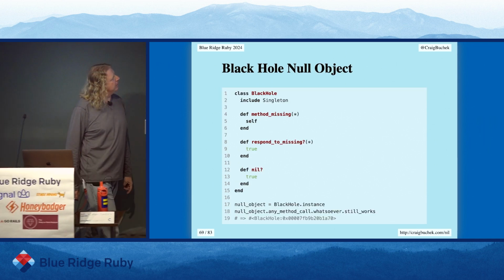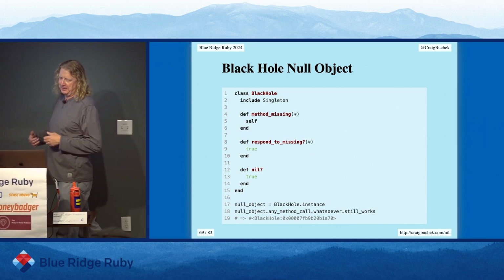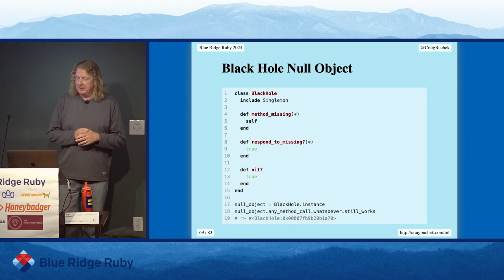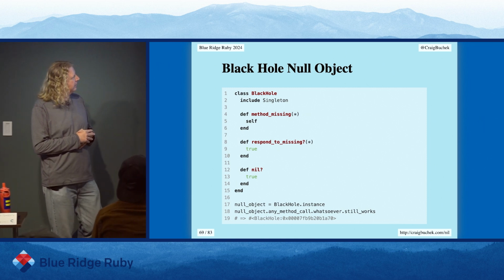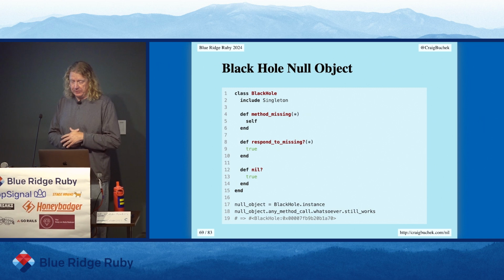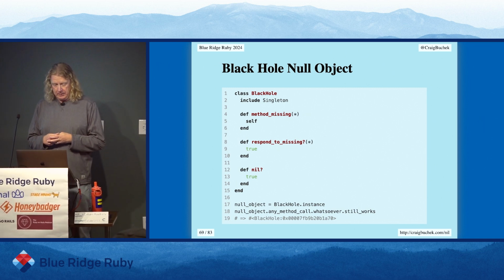So I want to share this pattern. When you write up a talk, you learn new things. This is one of the things I learned. It's the black hole null object pattern. I'm not sure if I can recommend it because it's another thing that hides bugs and has a potential for unexpected behavior. It's definitely interesting.